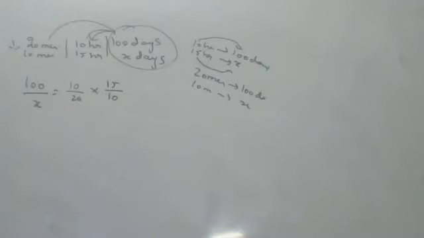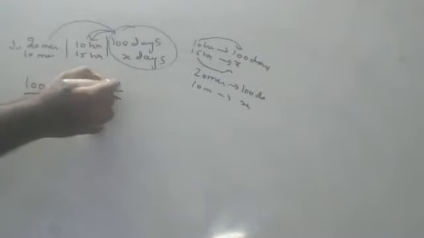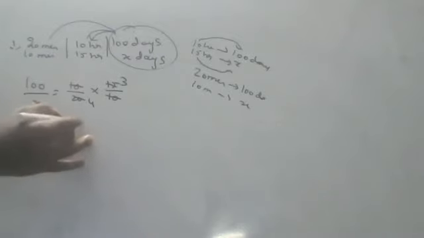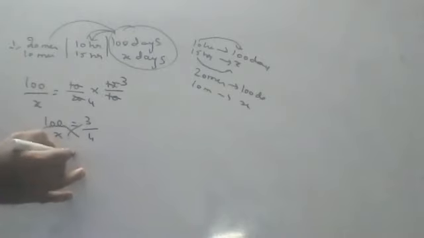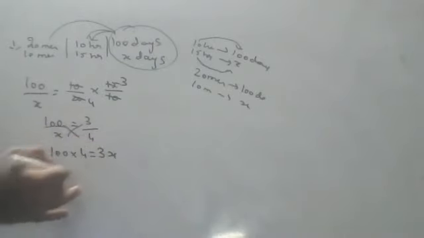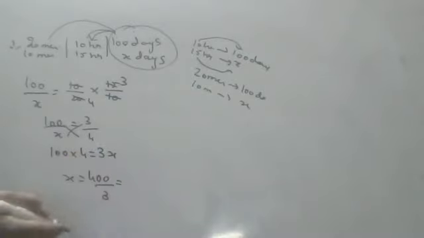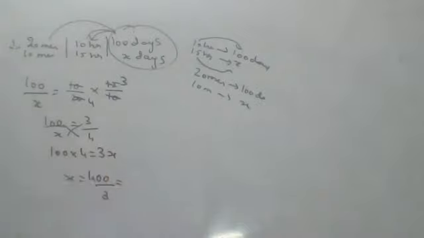Okay, please concentrate, children. I told you in the basics already, so try to concentrate. 10 into 15 is 150, 20 into 10 is 200; 3 by 4. So 100 by X is equal to 3 by 4. Cross multiplication: 100 into 4 is equal to 3X. X is equal to 400 by 3. So in 400 by 3 days, they will complete the work.